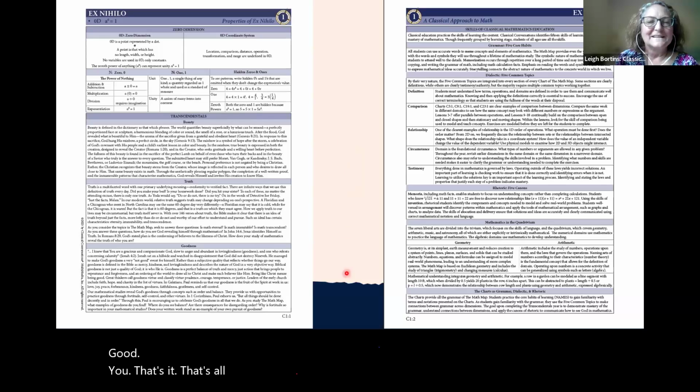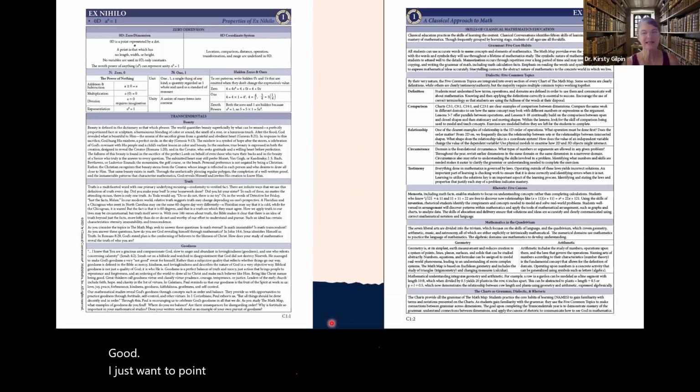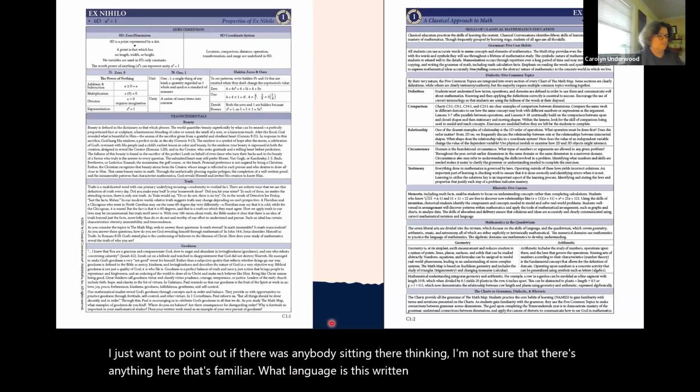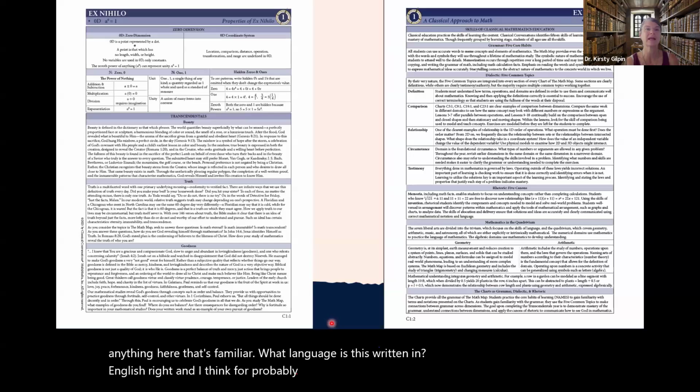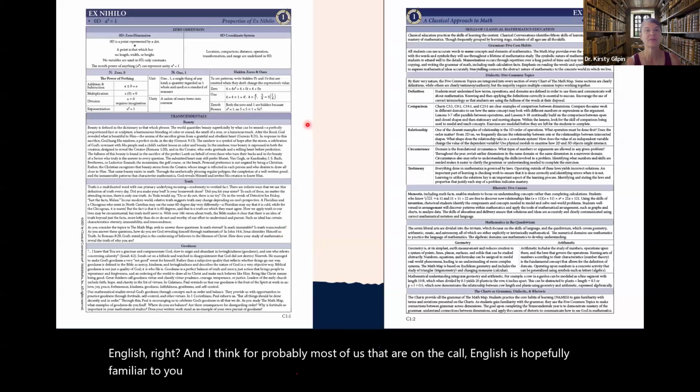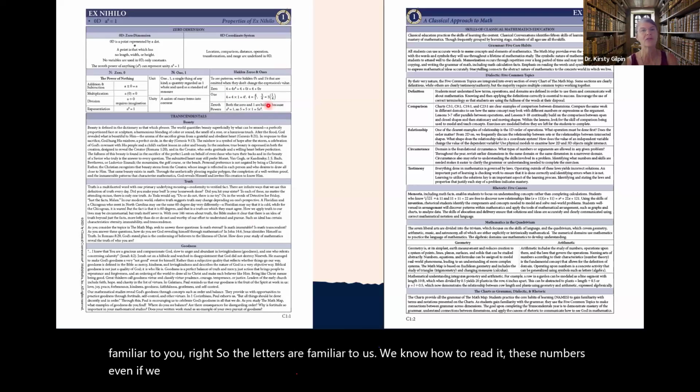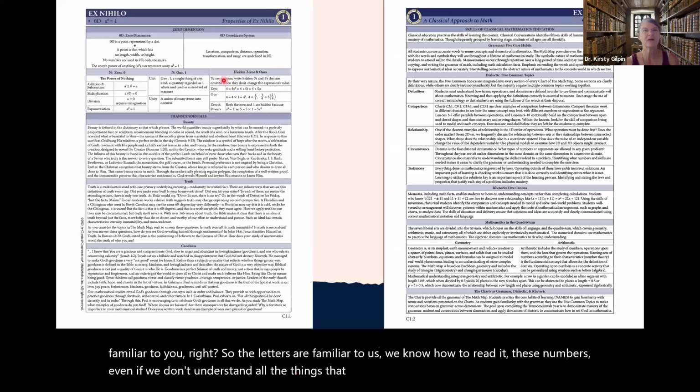I just want to point out, if there was anybody sitting there thinking, I'm not sure that there's anything here that's familiar: what language is this written in? English, right? And I think for probably most of us on the call, English is hopefully familiar. The letters are familiar to us. We know how to read it. These numbers, even if we don't understand all the things that we're saying about them, we probably are familiar with 0 and 1.